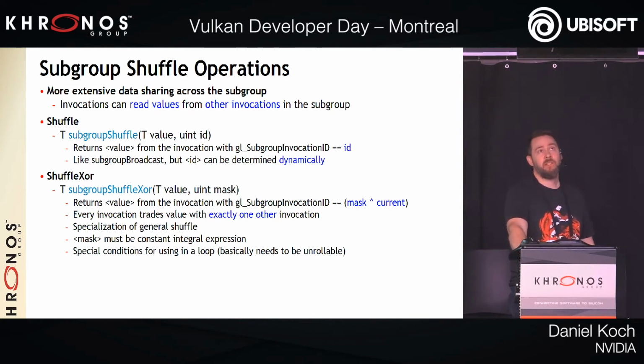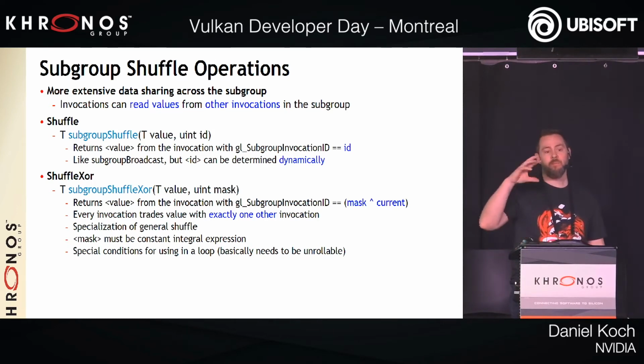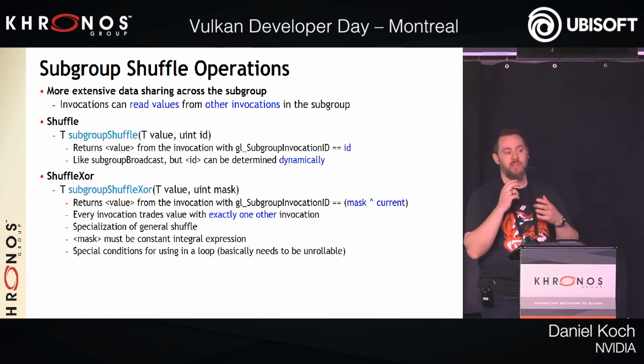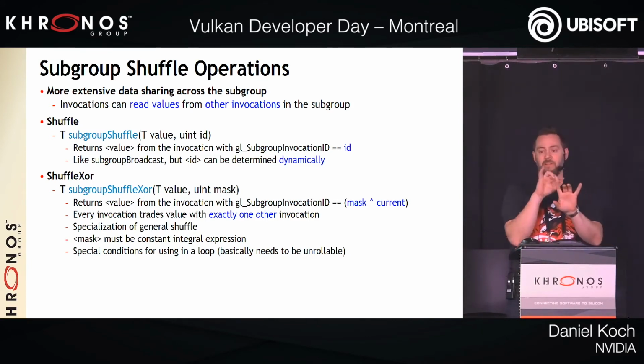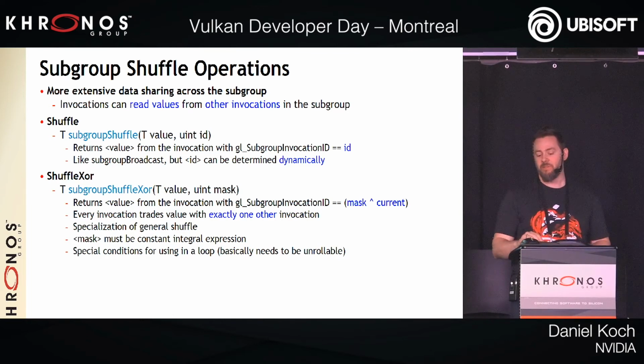There are some special conditions if you want to use these in a loop. It's often common that you may need to do a loop based on the powers of 2 to do some operation. If you want to swap all your data, perhaps if you're doing some sort of operation like sorting, you might want to do something like that. But if you want to do it in a loop, then essentially it needs to be an unrollable loop, so you need to meet the conditions for that.